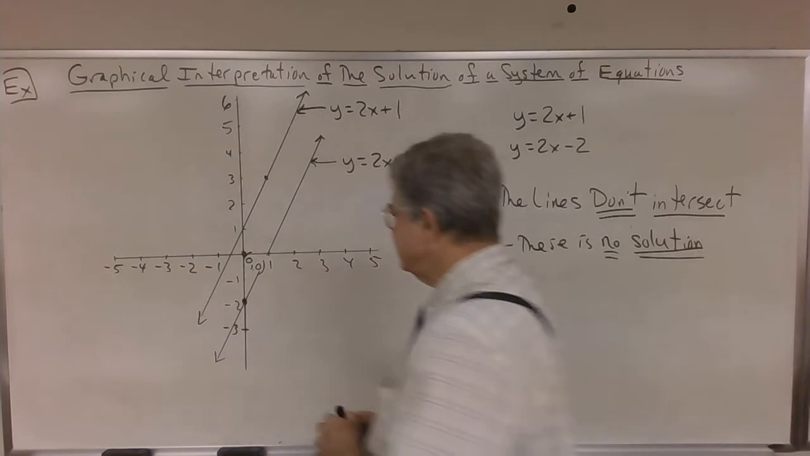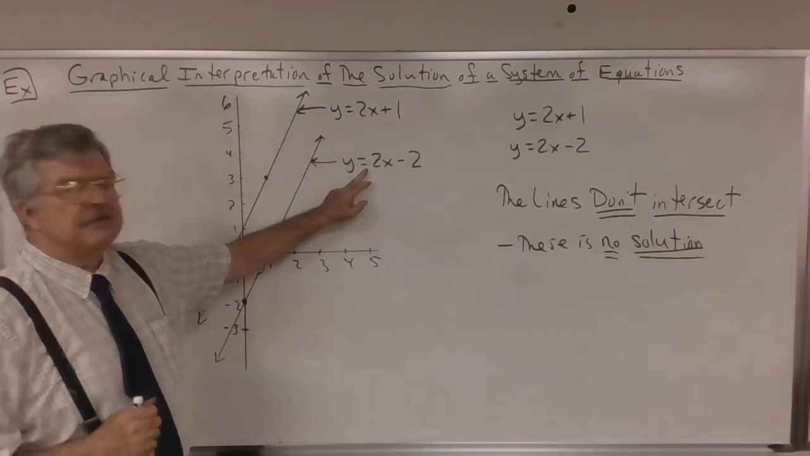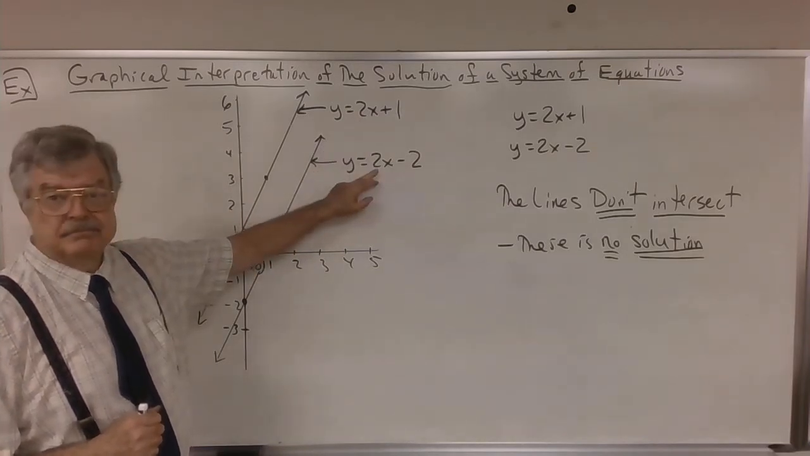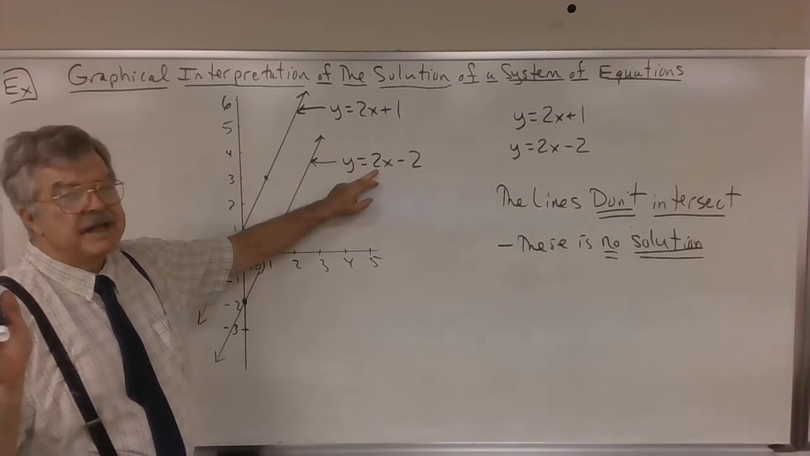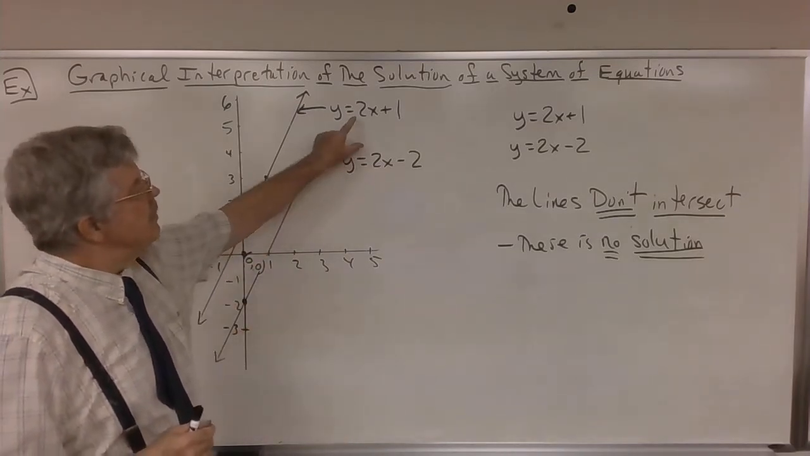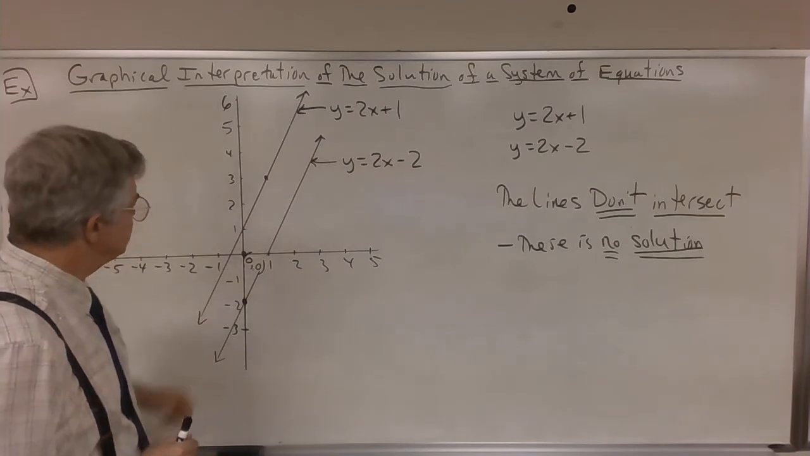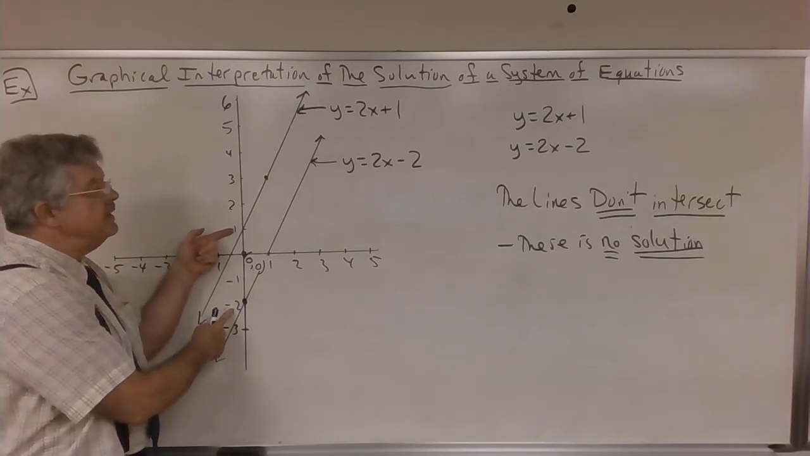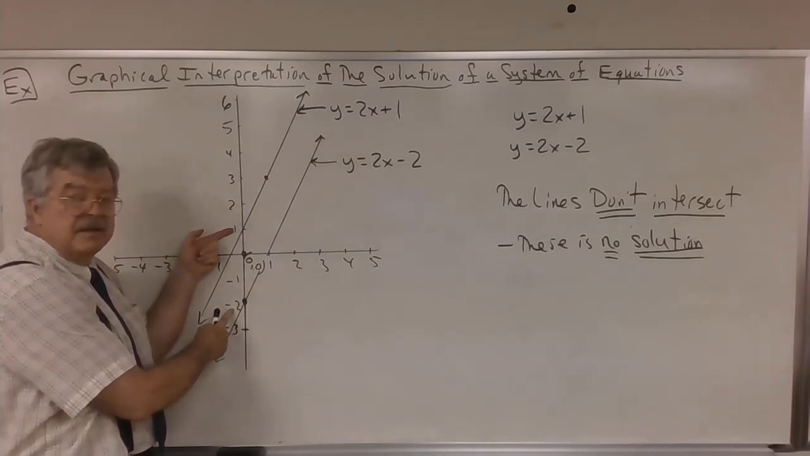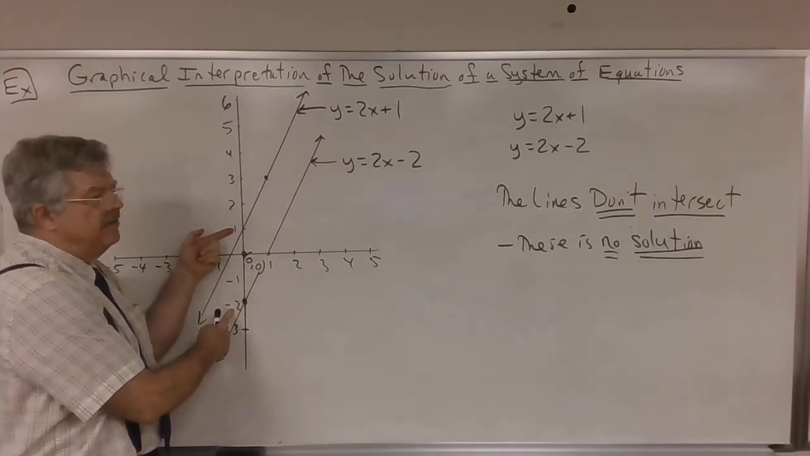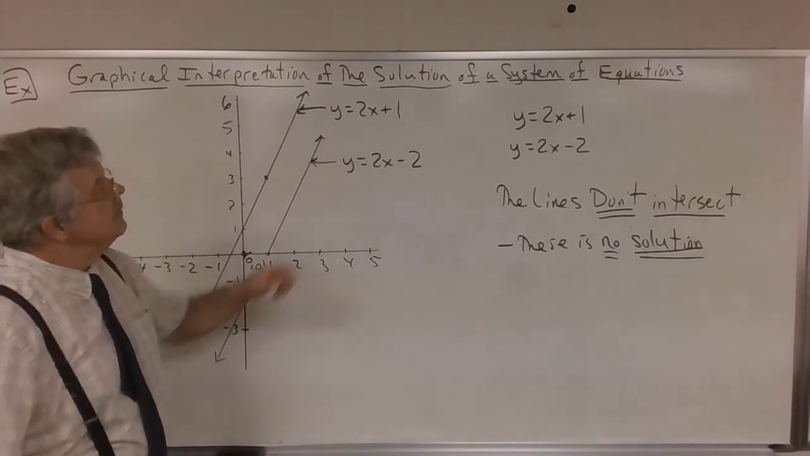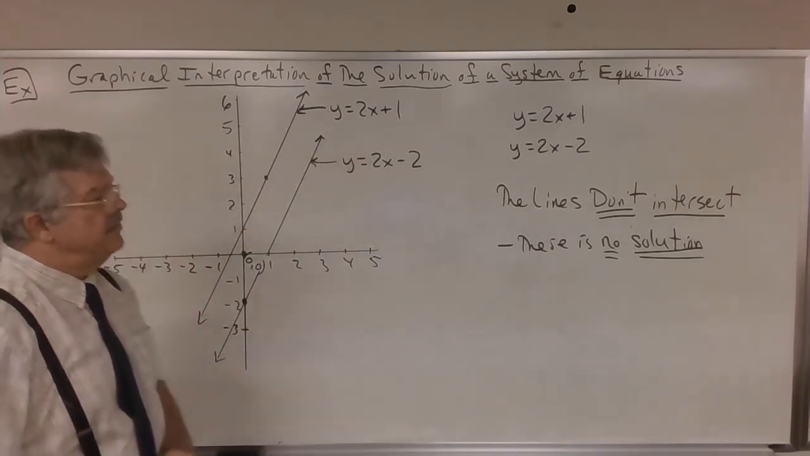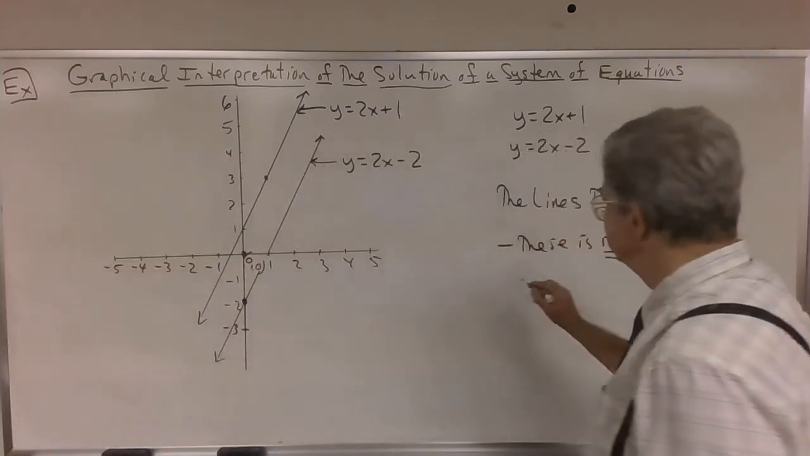And here we see something that's true of lines that don't intersect. They have the same slope, but they don't contain the same points. For example, both of these lines have a slope of 2, but their y-intercepts are different. So this means the lines are parallel, but they're not the same line. They have no points in common. So same slope, different points. The lines are parallel. They don't intersect. There's no solution.